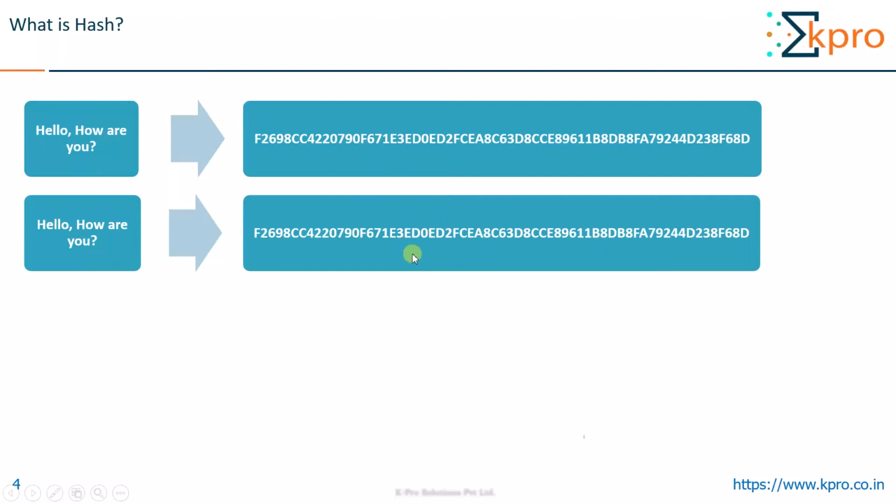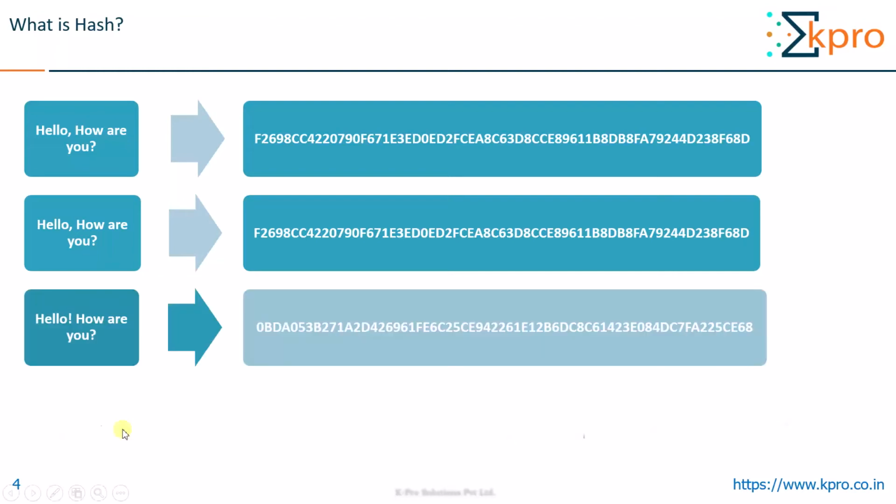Next, another property of hash function is that if you make even a very small change in the input data, the output hash would be completely different. Here you can see I have just replaced the comma with an exclamation mark. But you can see that the output string is totally different. There is no resemblance between the previous and the current output hashes.